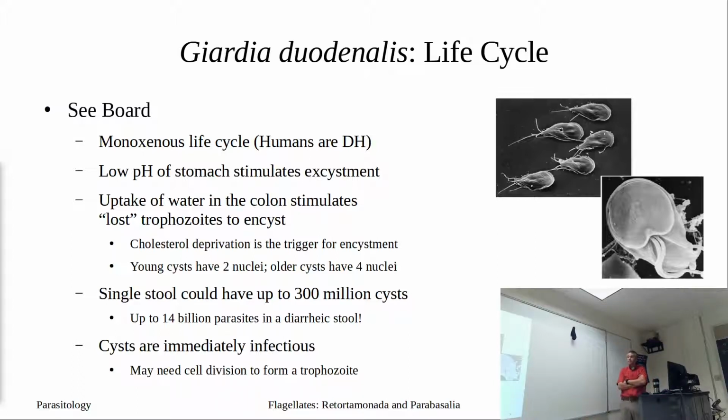Right? But we still have to finish the division to get to our 2 trophozoites. And actually, I think you have to have several rounds of replication of these trophozoites before they can get to that stage where they can encyst. So there is some information about that. I'm not going to ask you. All right, questions?